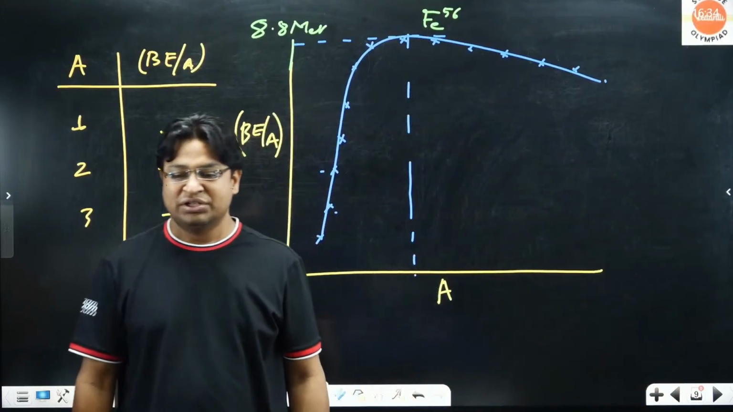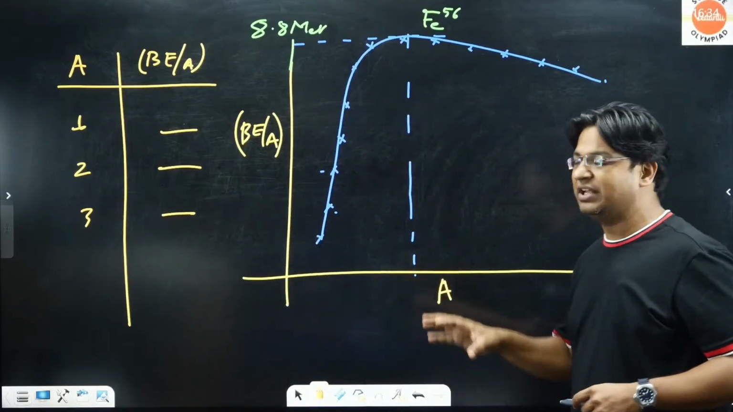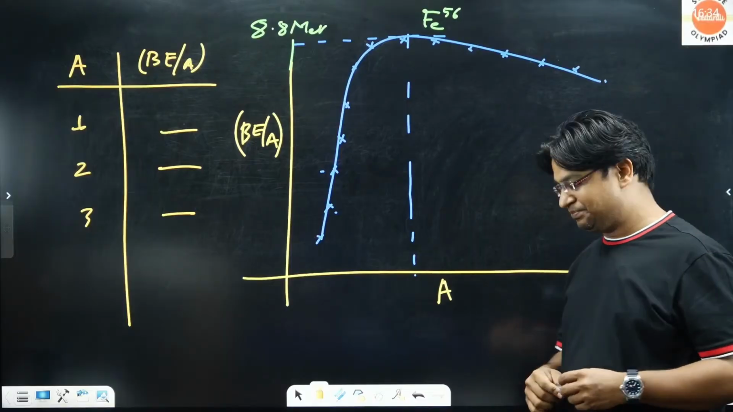So we are able to generate energy from fusion as well as fission because the graph is higher in the middle.